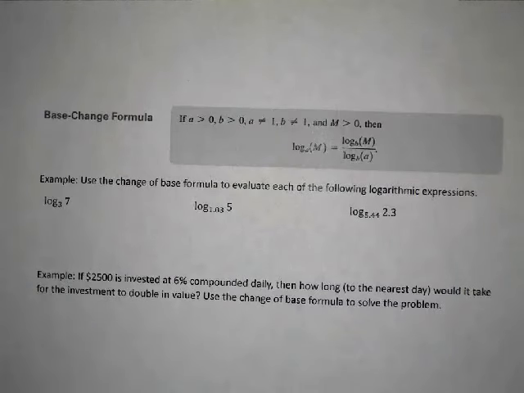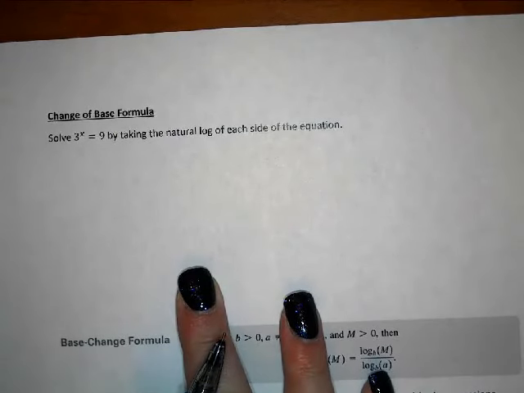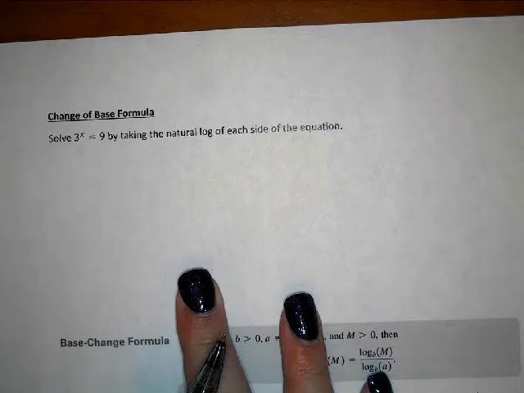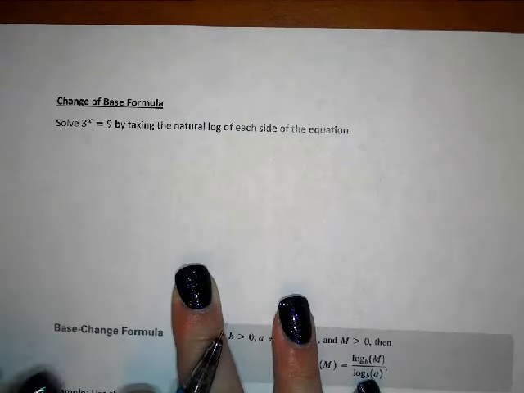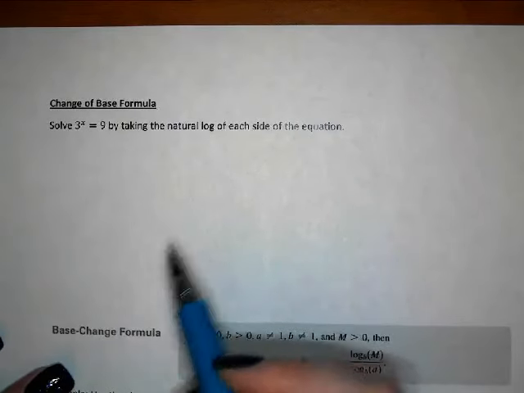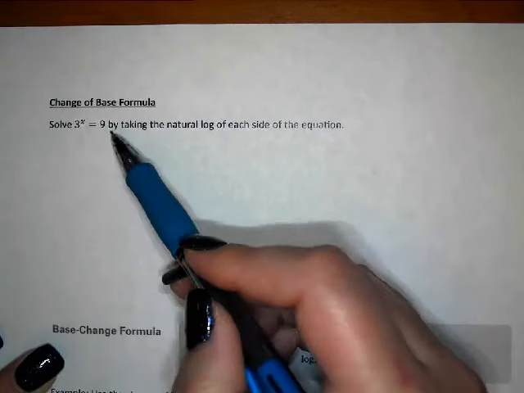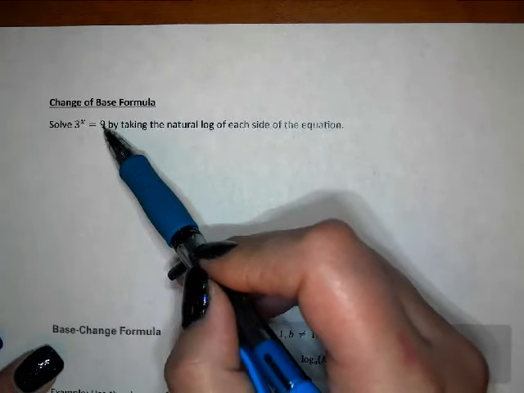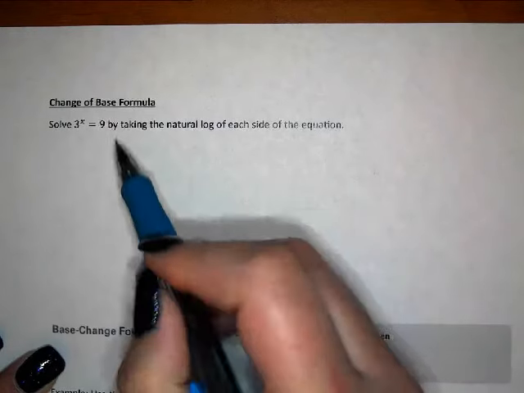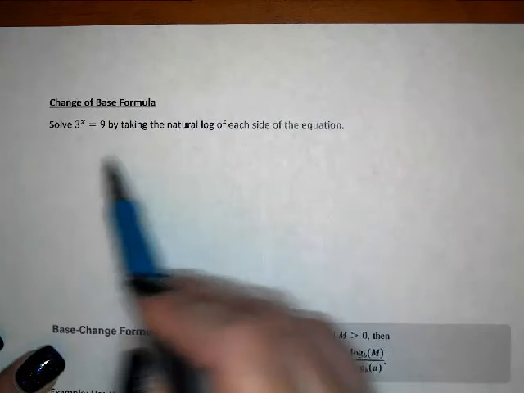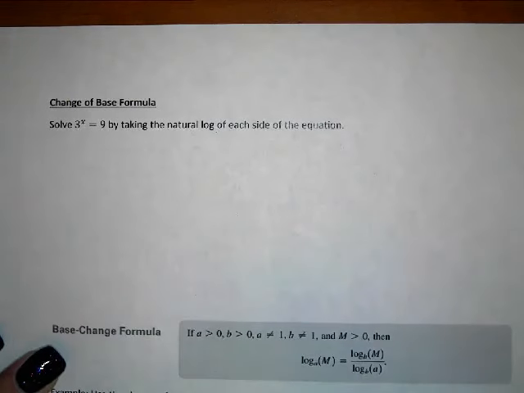All right. And then the last page, this is moving on to something a little bit different. This is called the change of base formula. So we have a few different ways we could solve this problem. We could change the bases and make them the same. So you're probably already looking at this going, well, 9 is 3 squared, so I know that x equals 2. But it says to solve this equation by taking the natural log, that's ln, of each side of the equation. So I'm just going to show you how that would work.